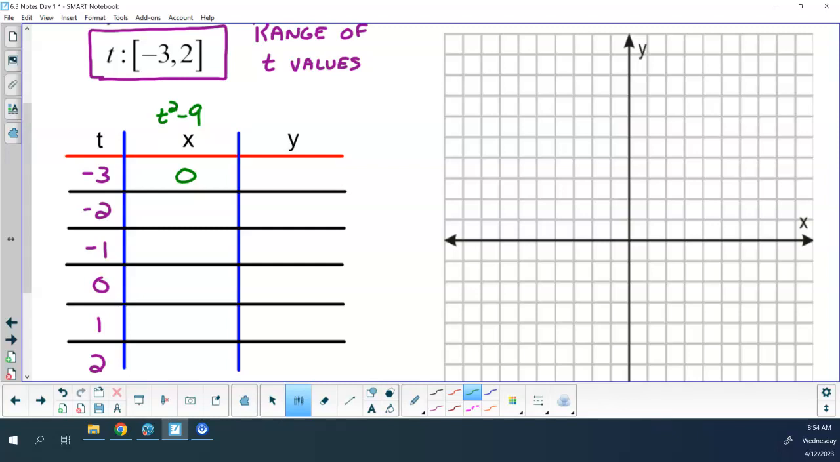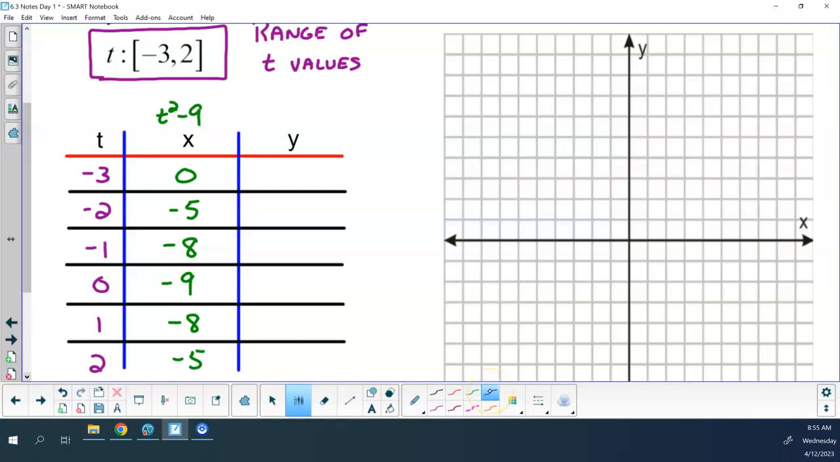Minus 9. -5. -1 squared. Minus 9. -8. 0 squared. 0 minus 9. -9. 1 squared. 1 squared. Minus 9. -8. 2 squared. Minus 9. Love it. Now we're getting better.